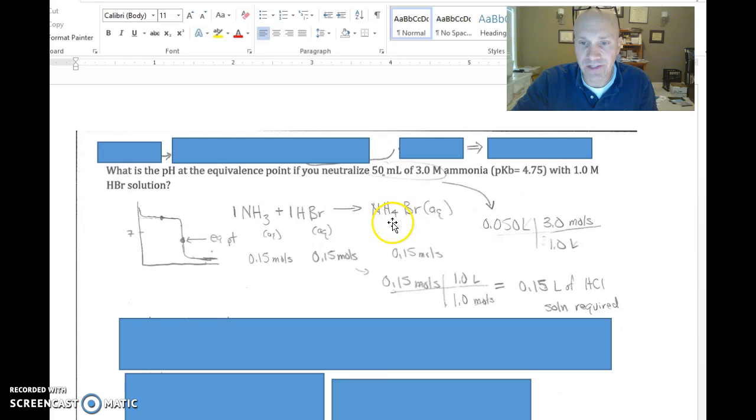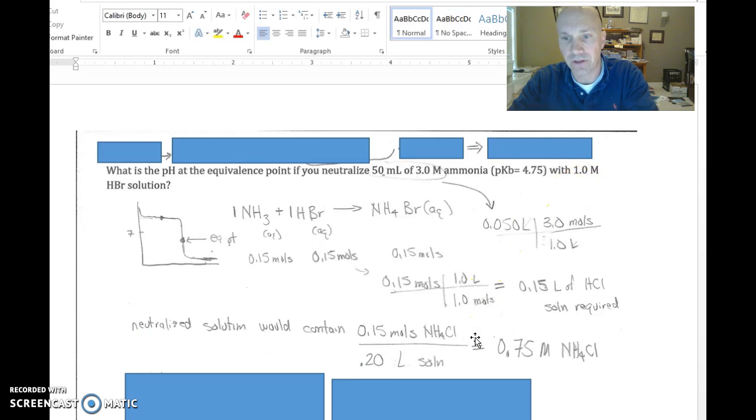neutralization. Remember, it's going to be the combination of the base solution that has now had an acid solution added to it. So we know that that solution is going to have 0.15 moles of ammonium. Sorry, that should be ammonium bromide, not ammonium chloride right there. So sorry.